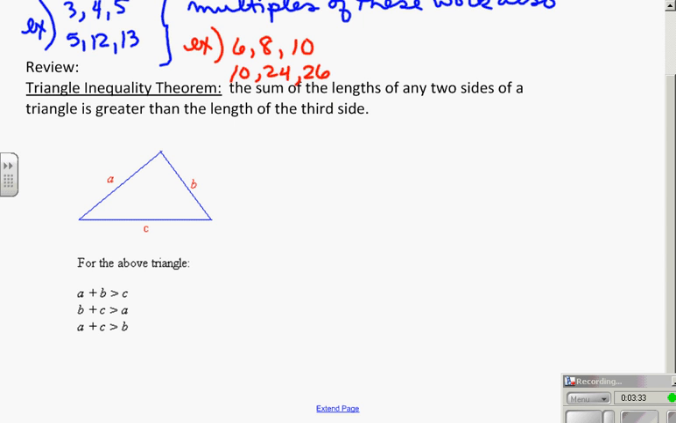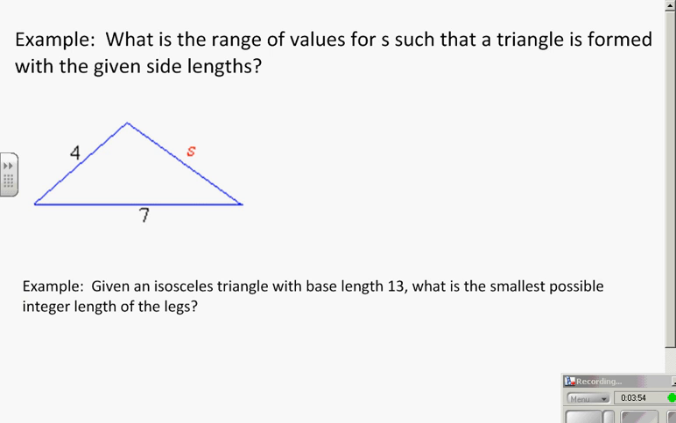But back to our review. Way back, we learned that the triangle inequality theorem helped us figure out that the length of any two sides of a triangle has to be greater than the third side, otherwise the triangle can't be formed. And so that gave us this cool set of inequalities. If we solve these inequalities, we can get a range of values for a particular triangle. So in this case, 4 plus s has to be greater than 7, 7 plus s has to be greater than 4, and 7 plus 4 has to be greater than s. Those are my three combinations.